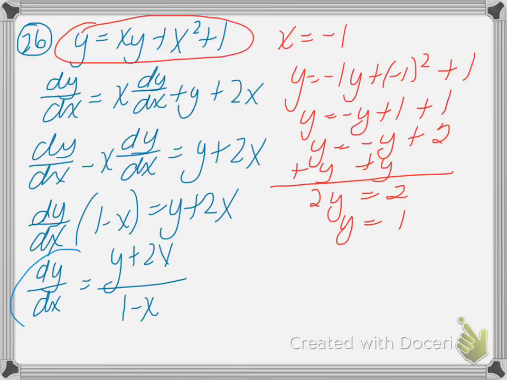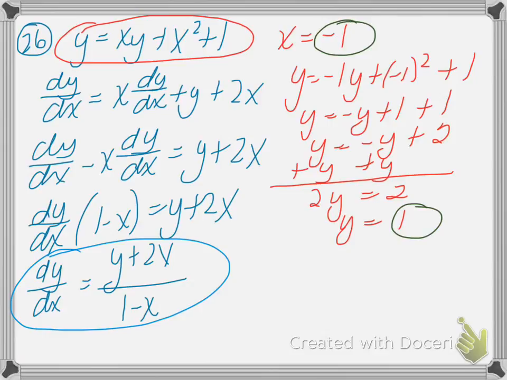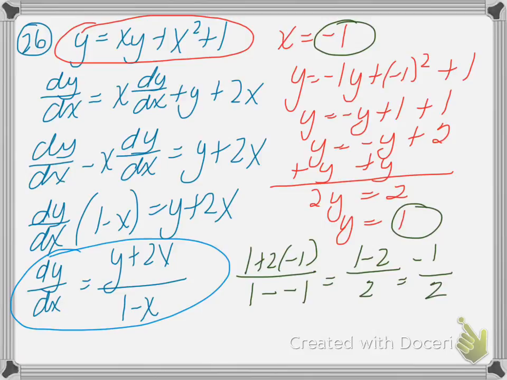So what you're going to do is go to this function, your dy dx. Let me get a different color that looks better. Take a green. And wherever there's an x, you're going to put -1, and wherever there's a y, you're going to put 1. And the answer is -1/2, and that is choice B. That finishes the packet.